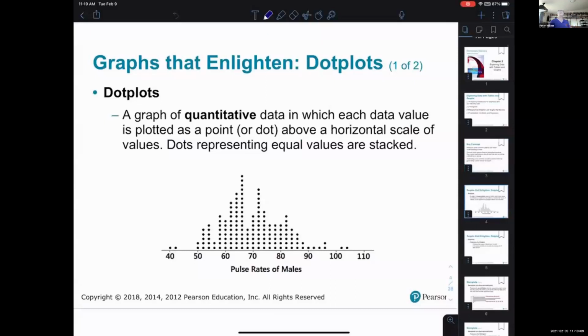So graphs that enlighten, obviously this means they think this is a kind of graph that can be helpful instead of deceptive. The first one we're going to look at is called a dot plot. So a graph of quantitative data, again, quantitative data meaning numerical data, in which each data value is plotted as a point or a dot above a horizontal scale of values. Dots representing equal values are stacked. So they have an example here, and let's take a look at it together. It says along the horizontal axis that it says pulse rates of males, and it gives numbers from 40 ranging up to 110. And then they just have piles of dots along here.